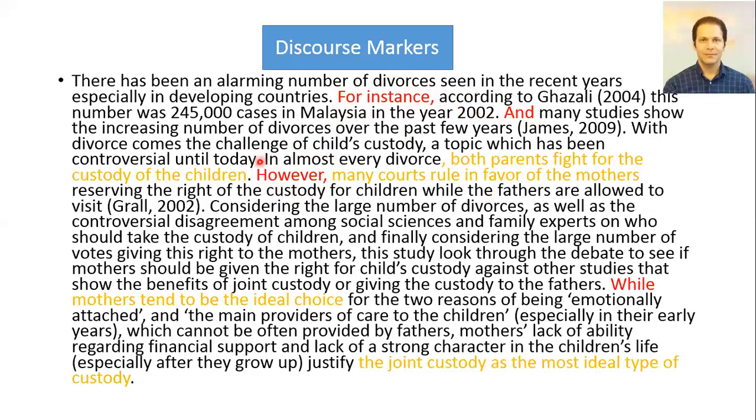However links two opposite ideas. So for example, here we have both parents fight for the custody of the children. However, many courts ruled in favor of the mothers. And the last discourse marker in this slide is while. While has a similar function to however. While also shows the link between two opposite ideas. While mothers tend to be the ideal choice, the joint custody is the most ideal type of custody.